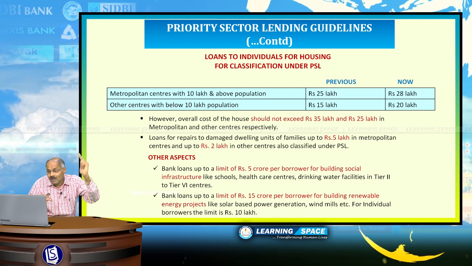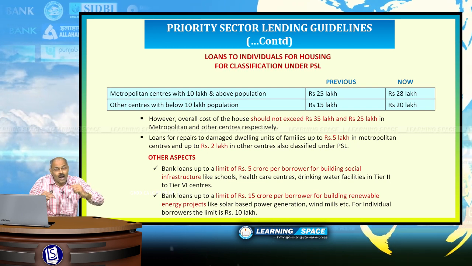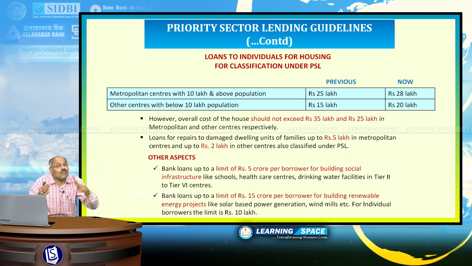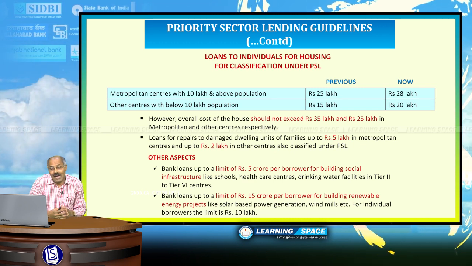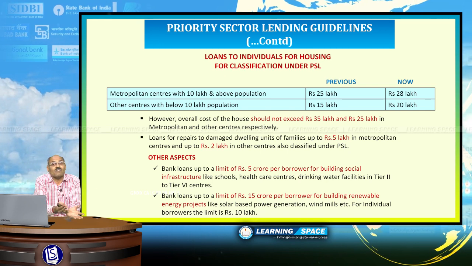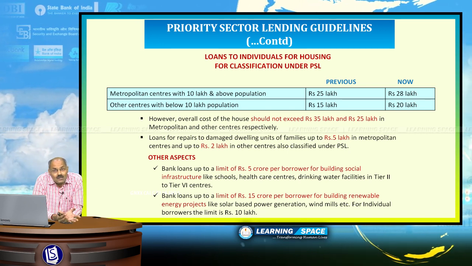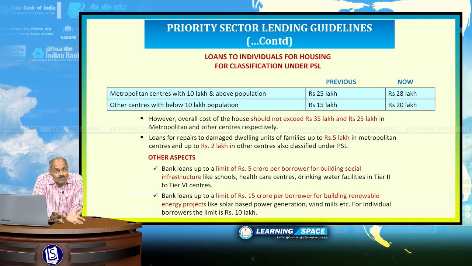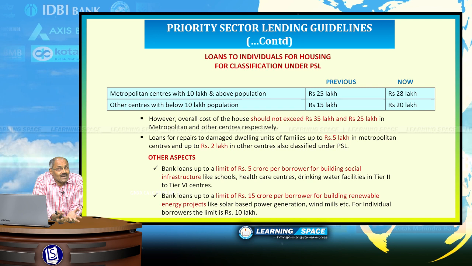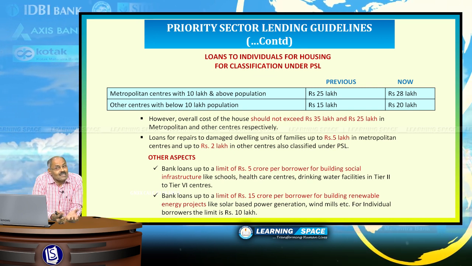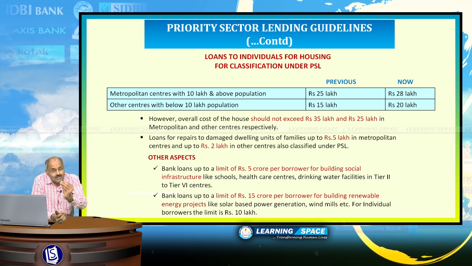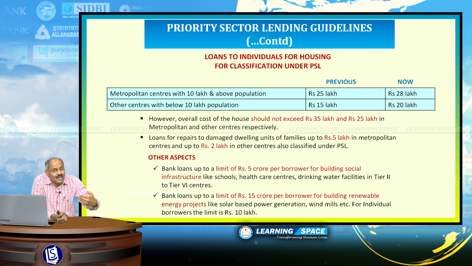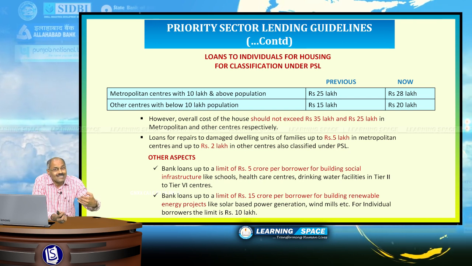At the same time, if someone wants to undertake repairs, up to rupees 5 lakhs in metropolitan centers and up to rupees 2 lakhs in other centers will be categorized as priority sector lending. And another important aspect is building social infrastructure, that means schools, healthcare centers, drinking water facilities in tier 2 to tier 6 centers. We have previously discussed the meaning of tier 2 to tier 6 centers, that means places with population less than 1 lakh.